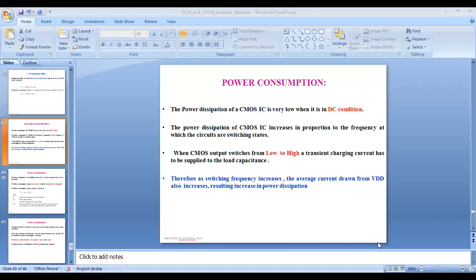Morning all. Today we will discuss power consumption. It is one of the dynamic characteristics of CMOS devices. In the last class, we discussed the propagation delay and the transition time of the CMOS device. So today we will discuss the power consumption of the CMOS device.